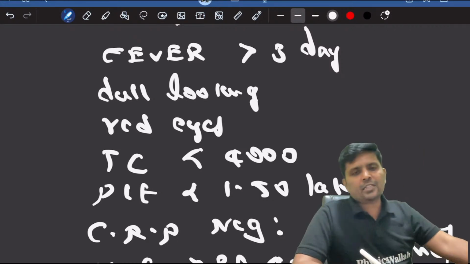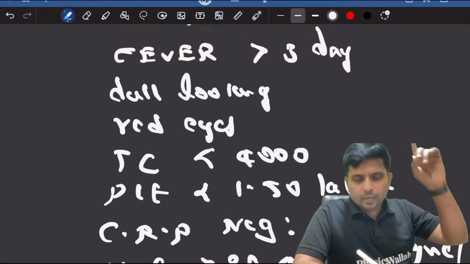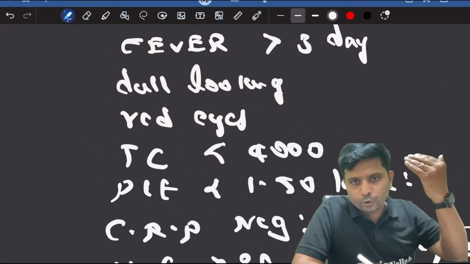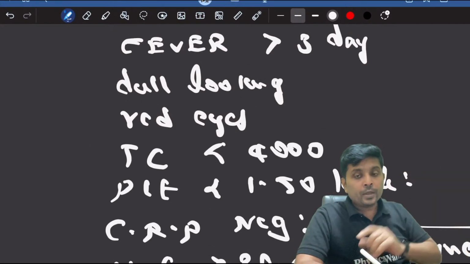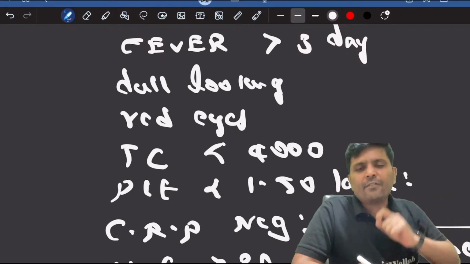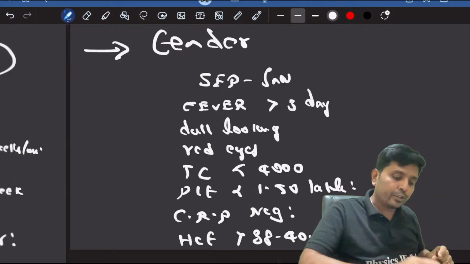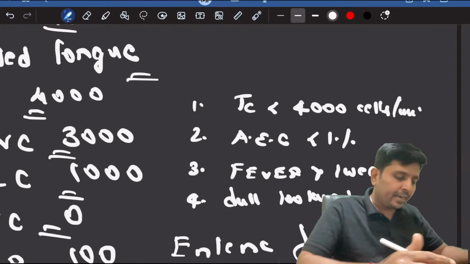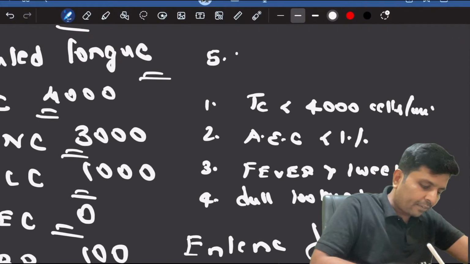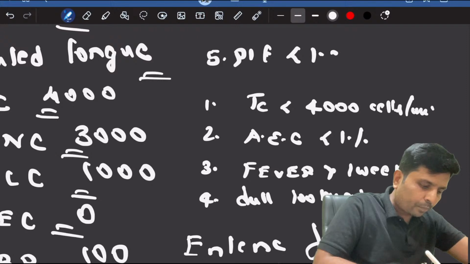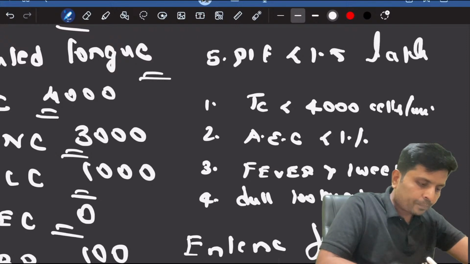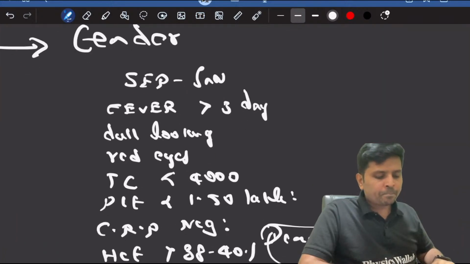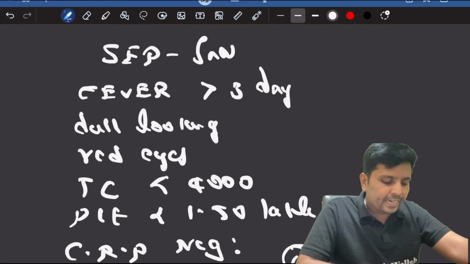Now you can ask me one question. Total count is less in case of both enteric fever and dengue. And also remember, in enteric fever also you will get mild thrombocytopenia. Sorry, I had forgotten to tell you. Even in enteric fever, you can have a platelet count of less than 1.5 lakhs. The same leukopenia, thrombocytopenia, everything will be there in enteric fever.